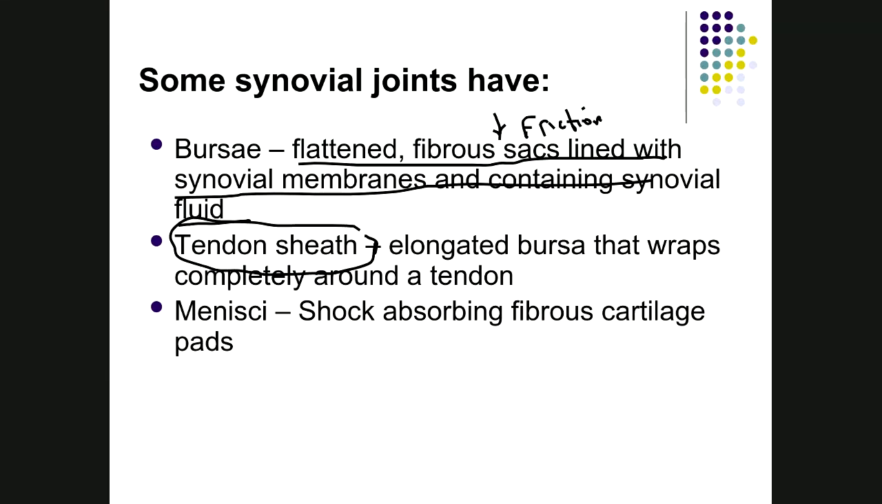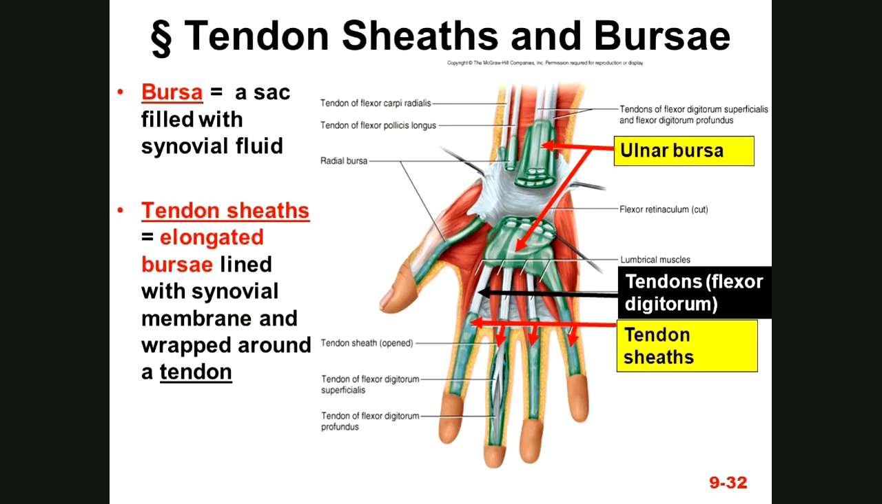A tendon sheath is the same thing as a bursa, except that a tendon sheath is elongated. It's an elongated bursa, and inside that is a tendon. A good way to think about this is to think about a hot dog bun. So here's a hot dog bun, and then there's a hot dog inside it. So here's the hot dog. The hot dog is like the tendon, and the bun is like the tendon sheath.